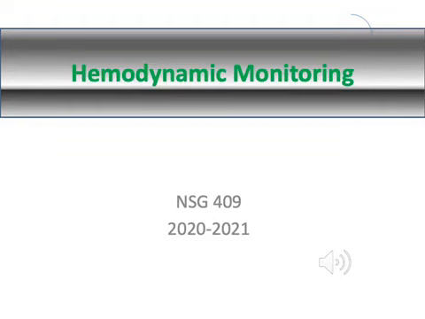We will talk about the arterial line pressure monitoring, central venous pressure monitoring, pulmonary artery pressure monitoring, and finally we will discuss determination of cardiac output and oxygen delivery and oxygen balance.